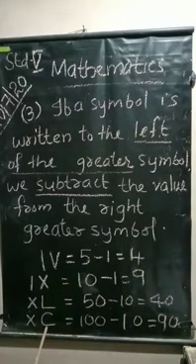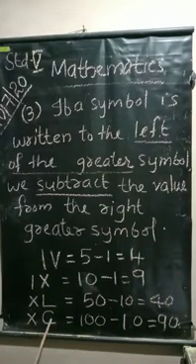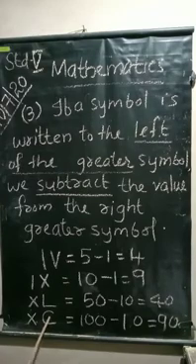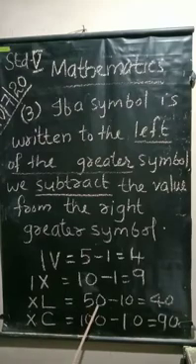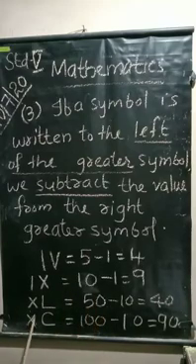Next, XC. C is the greater symbol and X is the smaller symbol, X is on its left side. That means subtraction. C means 100. 100 minus X means 10. 100 minus 10 equals 90. Understood this? Okay.